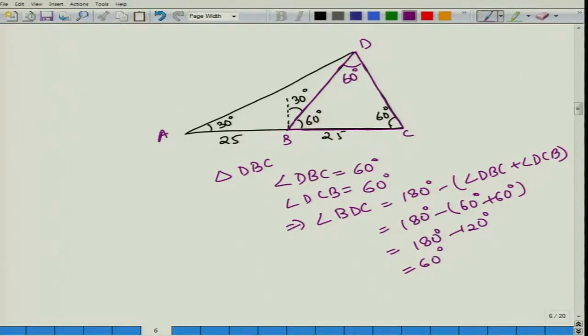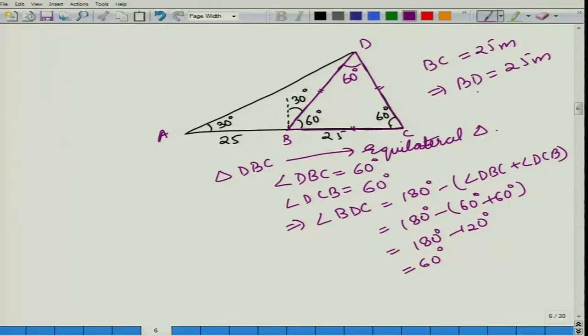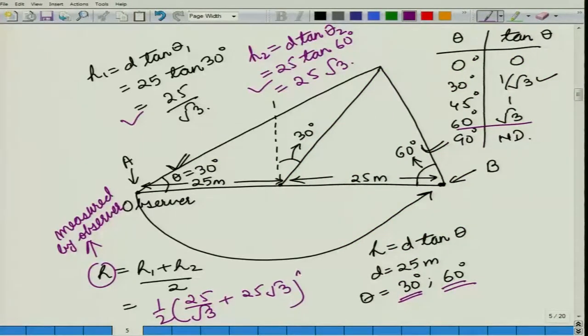Now in this triangle, all the three angles are equal to 60 degrees, which means that this is an equilateral triangle. Now in an equilateral triangle, all the three sides are equal. So this side is equal to this side is equal to this side. Now because we are given that BC is 25 meters, we can get that BD is also equal to 25 meters. So this is the height of the tree, the actual height. What the loggerhead measured was this. What we have received here is 25 meters.